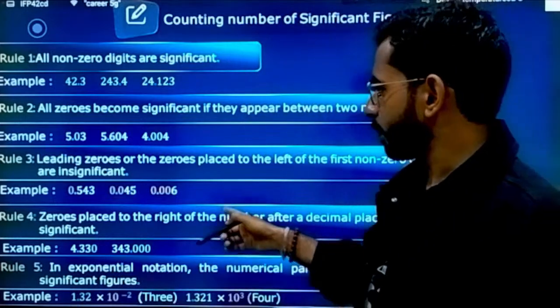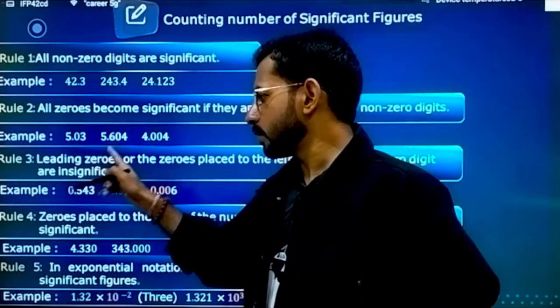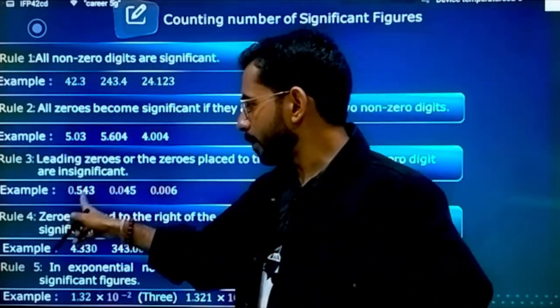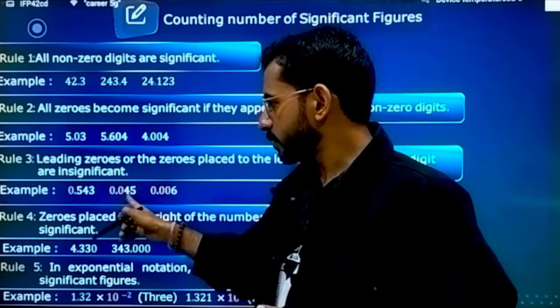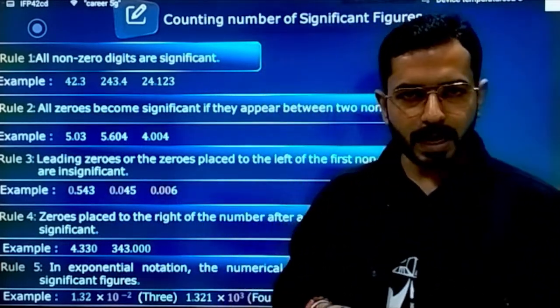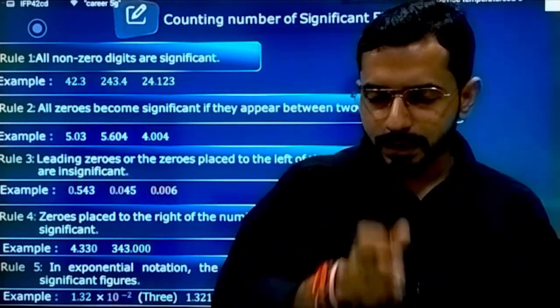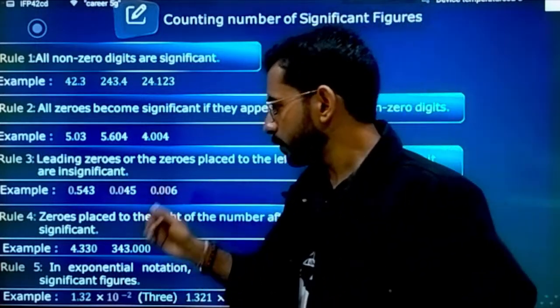For example, here it is written 0.543. It's your choice how many zeros you want to apply, but the number of significant digits will only be 3. Next case, how many significant digits will you have? Only 2. Here, how many? Only 1. So the zeros that you apply at the leading place are calculated as insignificant. Correct?